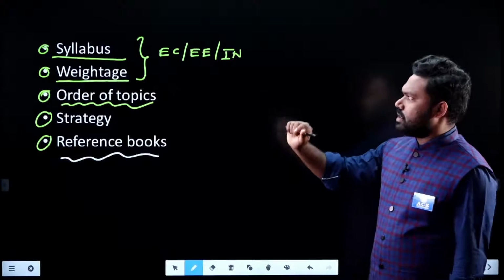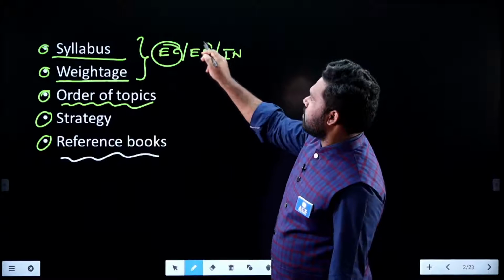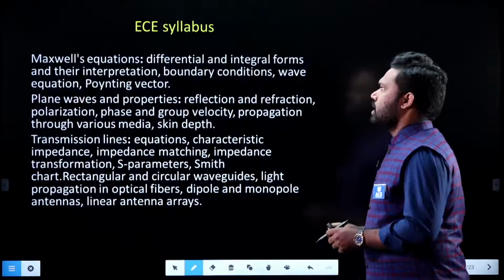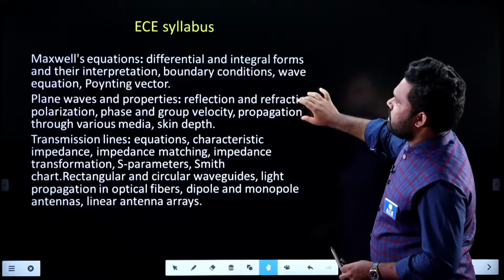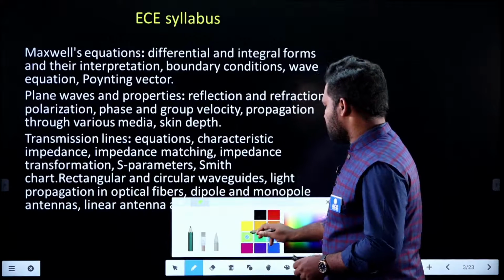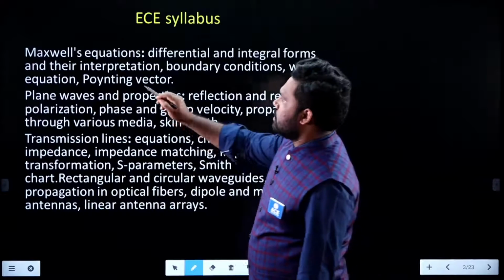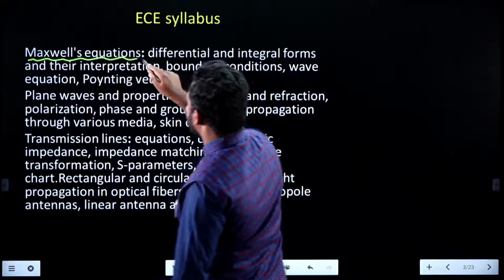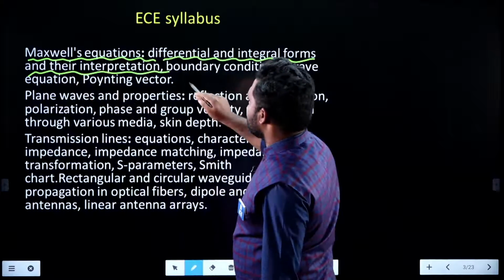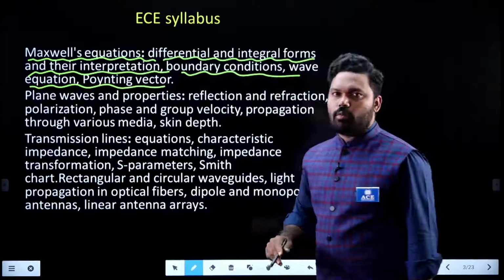Fine. So let us start with the syllabus of EC, Electronics and Communication Engineering. Then we're going to see electrical engineering and then instrumentation. So here is the syllabus for the EC. You can just read it out. This is a core subject for the EC students. The syllabus starts with Maxwell's equations, differential and integral forms, and their interpretations, boundary conditions, and wave equation and Poynting vector. This is one module, you can say.